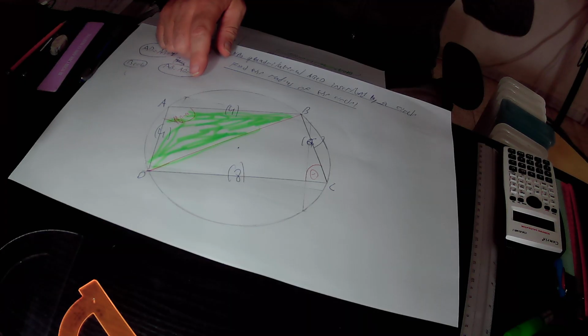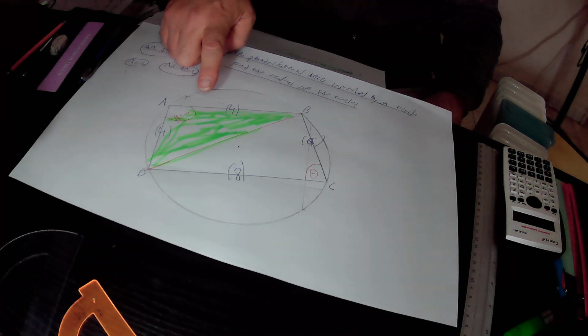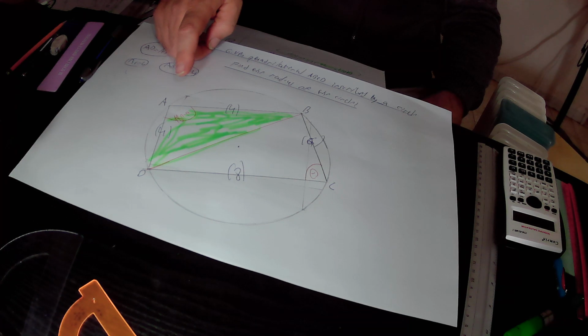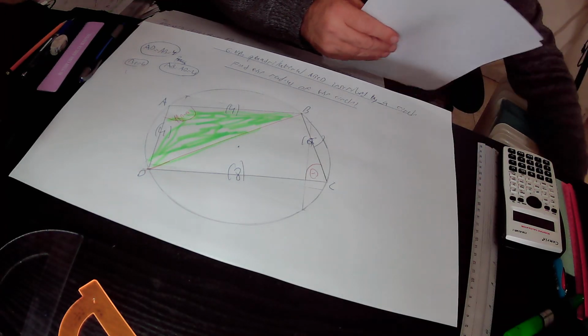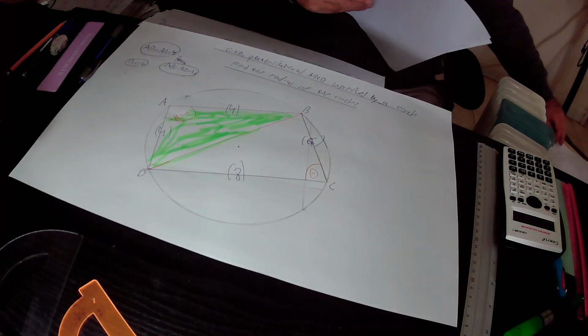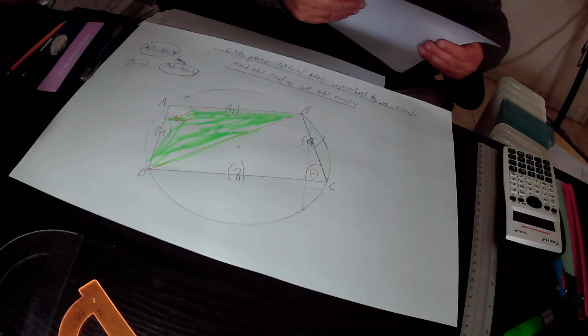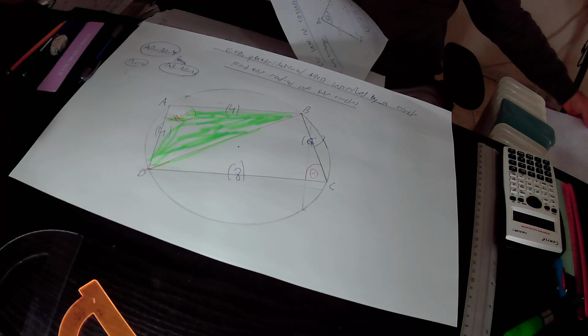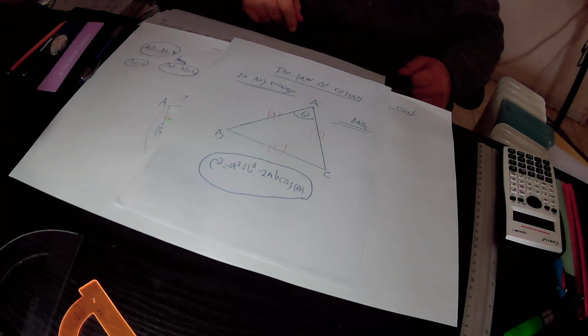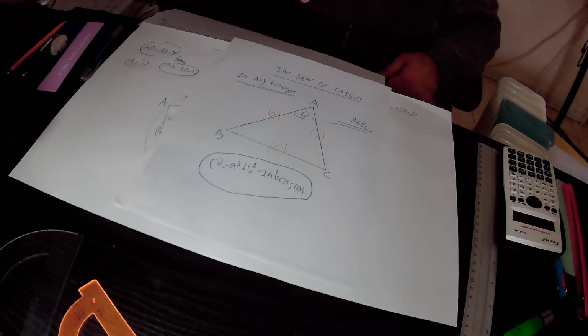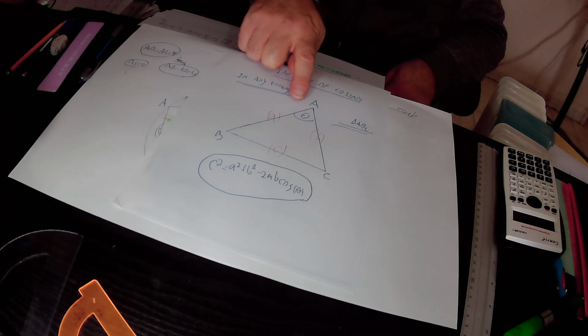So first of all, we implement the law of cosines in this green triangle, triangle BAD. So please click on the law of cosines. The law of cosines is for any triangle. This is triangle ABC, that could be any triangle. This angle BAC is equal to theta degrees in size.